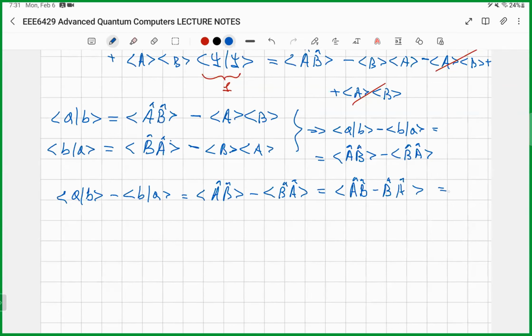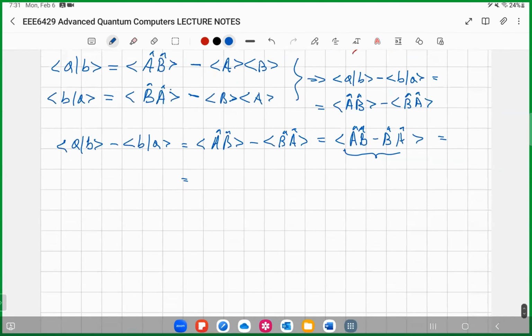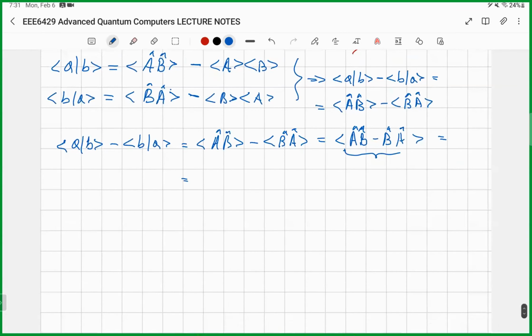And now I know that this forms the commutator of these two operators A and B. So I conclude that this difference is nothing but the expectation value of the commutator of A and B.